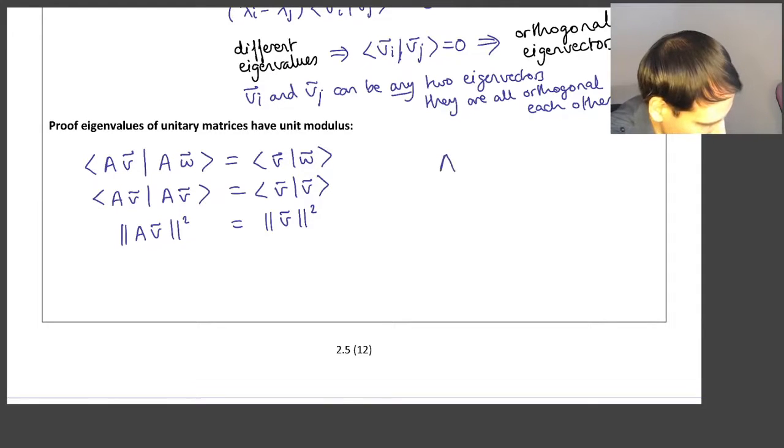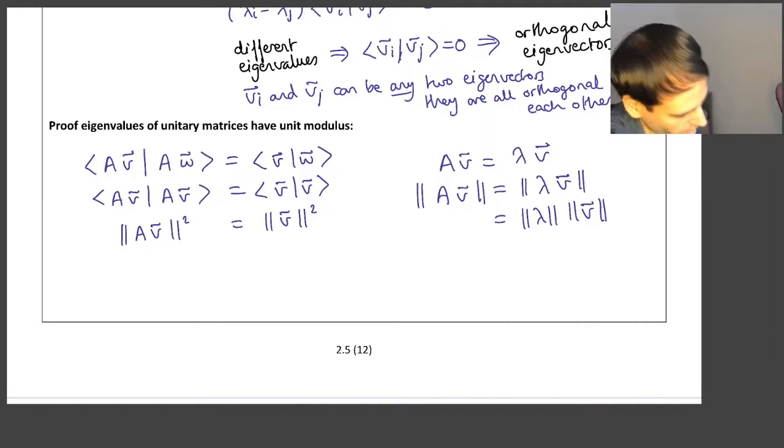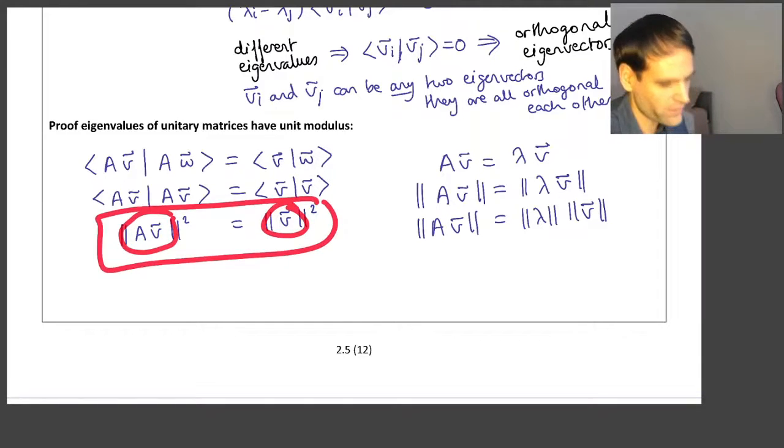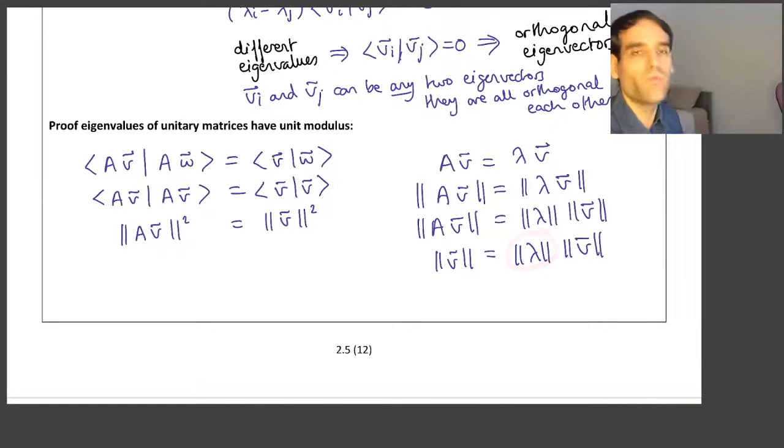The definition of eigenvector is that A times V is equal to lambda times V. Okay? But if we apply the norm to both sides, the norm of A times V must be equal to the norm of lambda times V, which is equal to the norm of lambda times the norm of V. Okay? But now if we substitute the fact that the norm of vectors is not changed by a unitary matrix, this means that the norm of V must be equal to the norm of lambda times the norm of V, which means that the norm of lambda must be equal to 1.